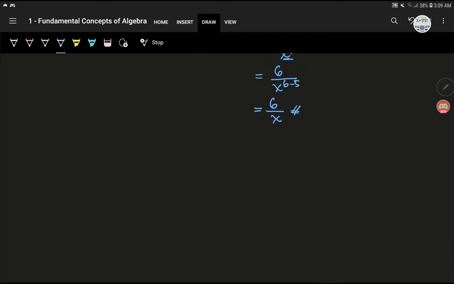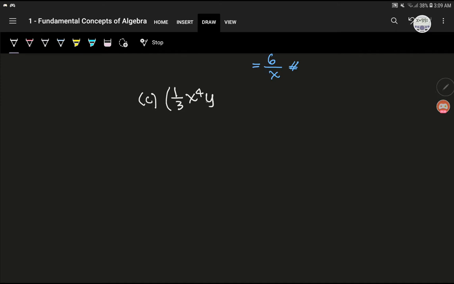So we have another example here. We have, in bracket, 1/3, sorry, multiply x to the power of 4 multiply y to the power of negative 3, close bracket to the power of negative 2. So now we have to simplify it.